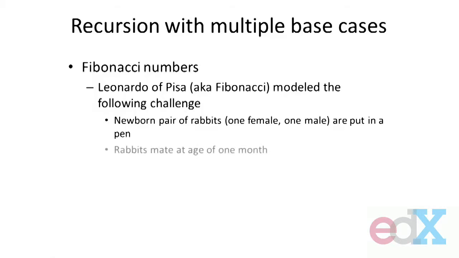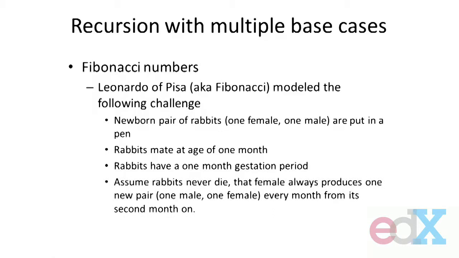He assumed that rabbits mate at the age of 1 month, and that the gestation period for a rabbit is also a month. So after 1 month, rabbits can mate. A month later, a female will produce offspring. And in particular, he assumed that the females will always produce a new pair, one male and one female, every month from the second month on. And finally, he assumed that rabbits don't die. It is not true, but it's an interesting way to try and deal with it. And the question was, how many female rabbits are there at the end of 1 year, 2 years, however many years? So, that was the model.